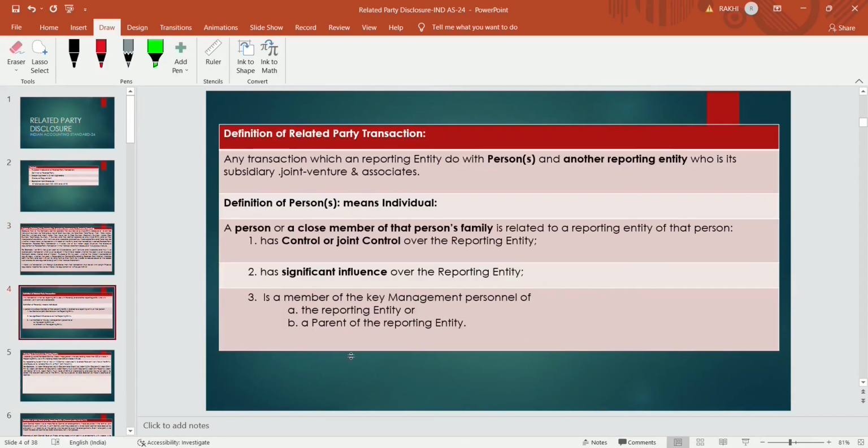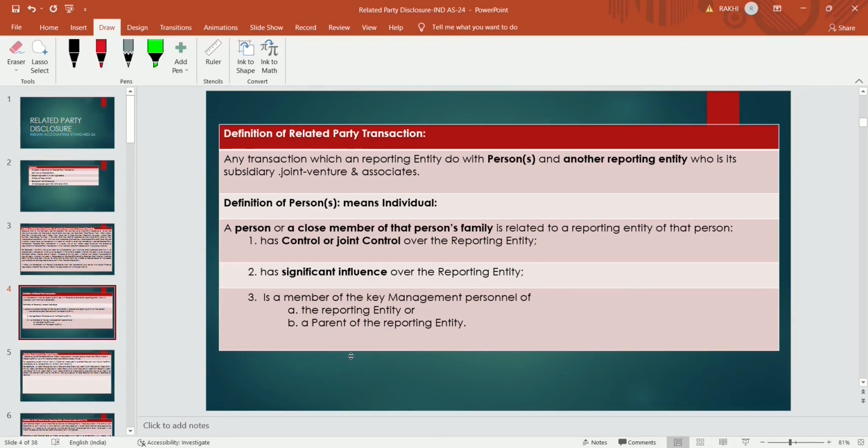Who are related parties? What is the definition of related party as per Ind AS 24? What is covered under related party transactions? Any transaction which a reporting entity does with a person or another reporting entity that is a joint venture, subsidiary or associate of that reporting entity must be disclosed in the financials.